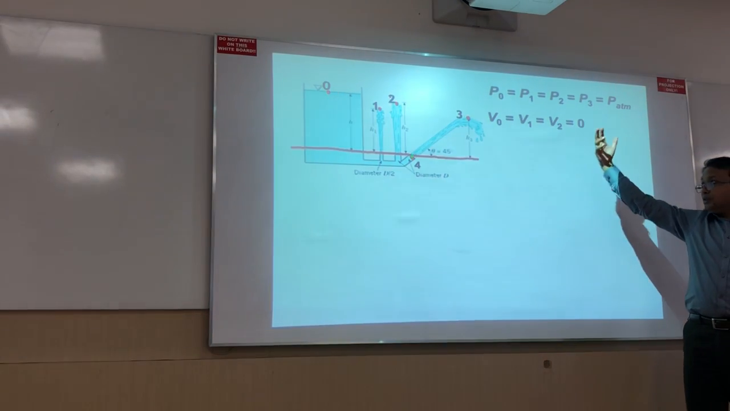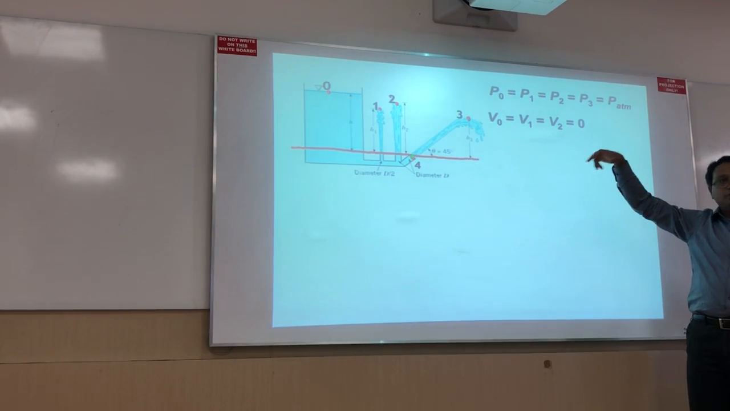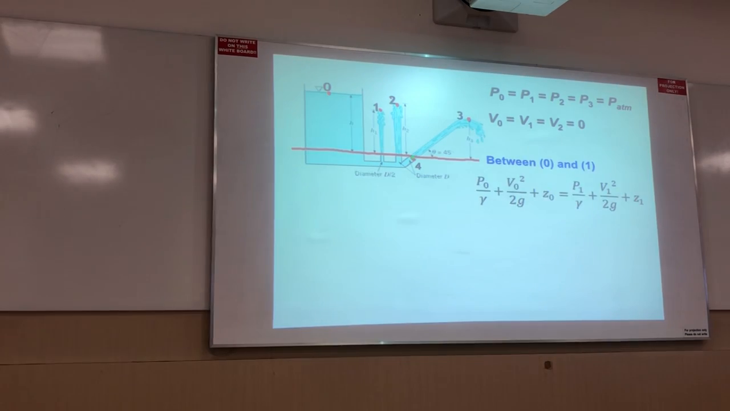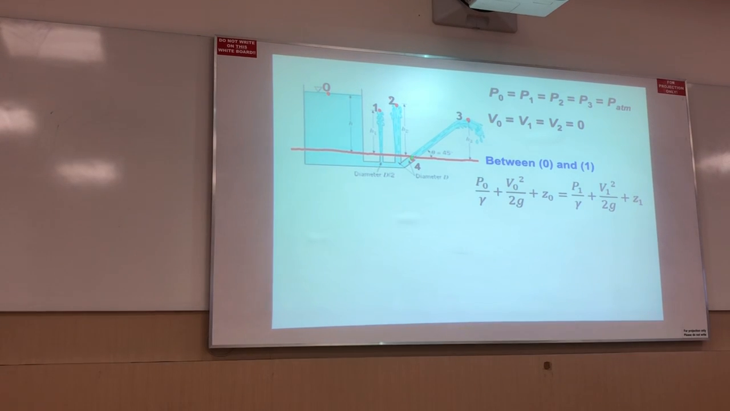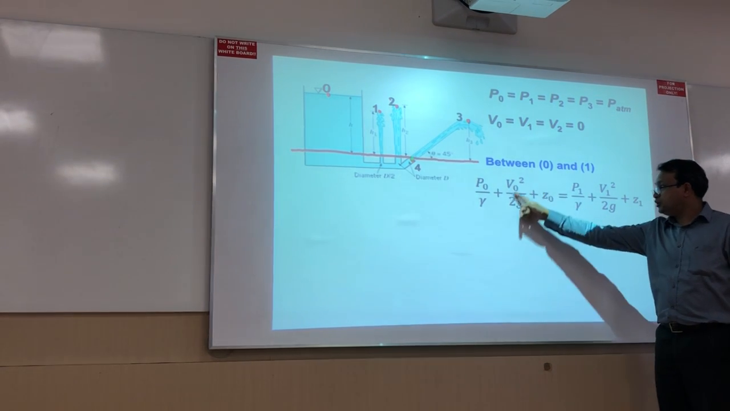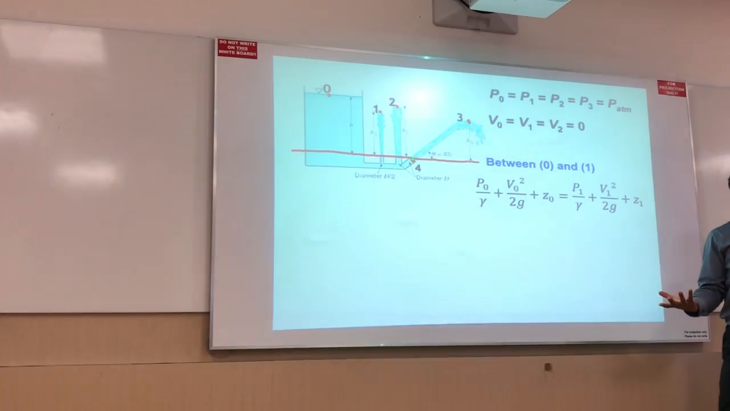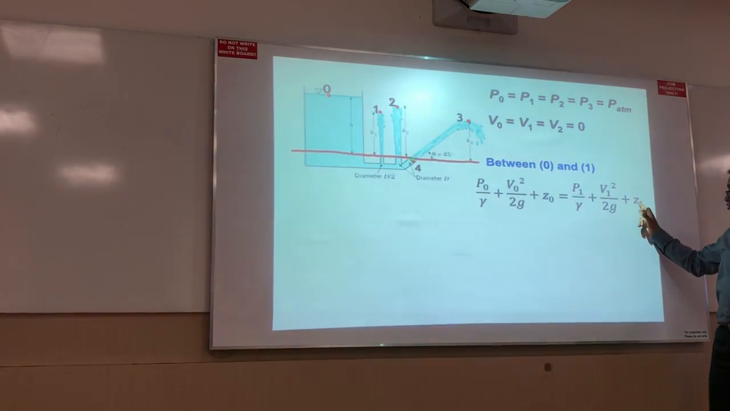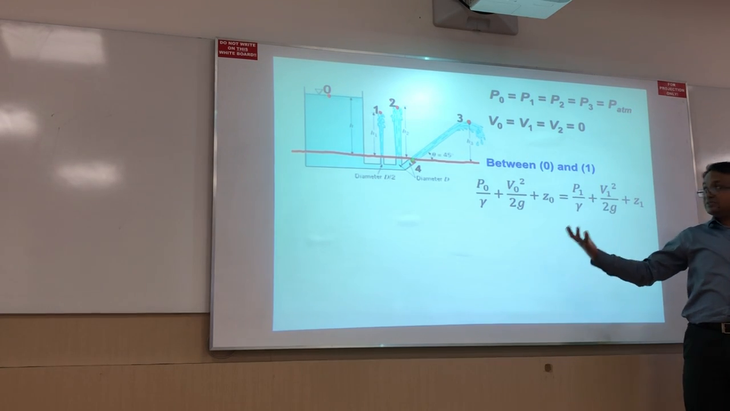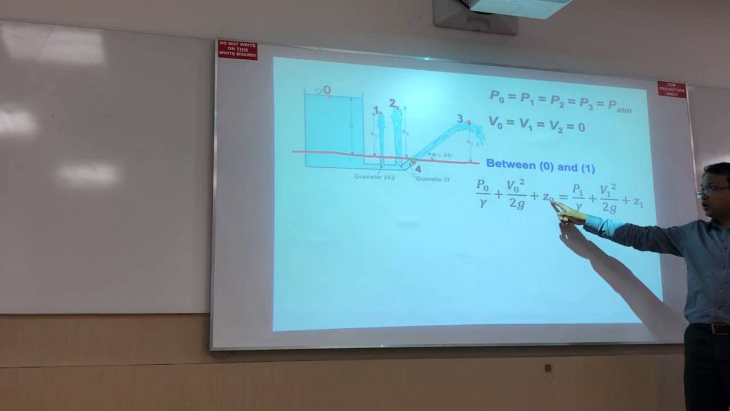So I can do Bernoulli's equation between 0 and 1. No problem. Then I show you, I can apply Bernoulli's equation between 0 and 1. So what I can see, P1 and P2, we can cancel, right? Same pressure. V0 and V1, 0 velocity, 0. So Z1 and Z0 are same, right? Correct. So this means that what is Z0?